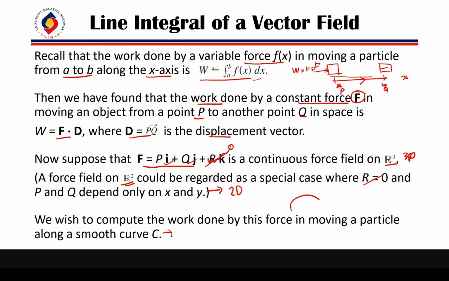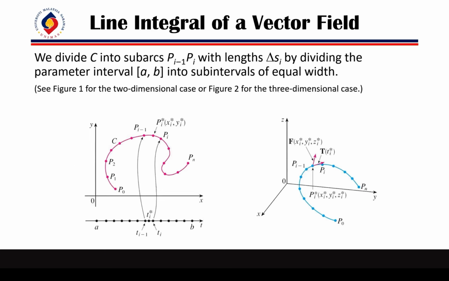So how do we solve the work done, or the line integral of a vector field, if we are only given the curve? How do we solve it? We have to transform the function in terms of t in order for us to get the limit, the curve limit. So how to transform is this is the concept. The concept is similar to the scalar field previously.